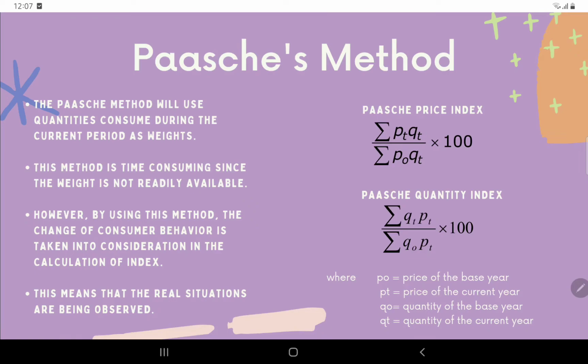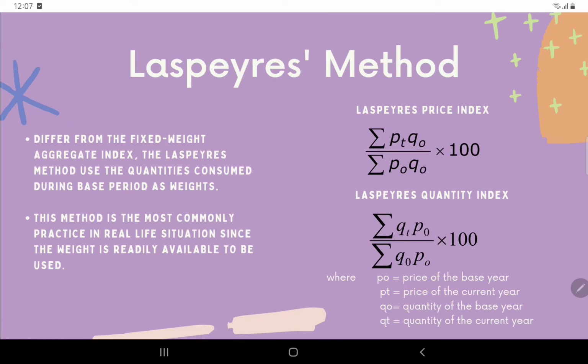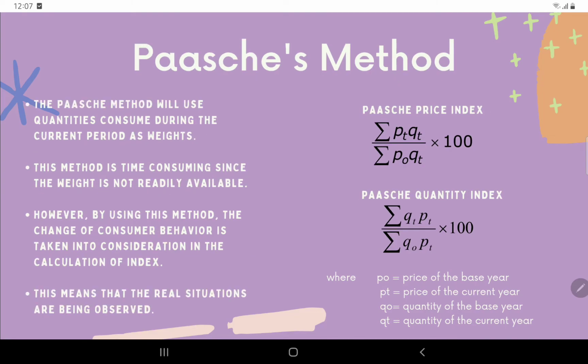Okay, what are the differences between these two methods? In Laspeyres method, it is different from the fixed weight aggregate index. In this method, we use the quantity consumed during the base period as our weight. This method is most commonly practiced in real life situations since the weight is readily available to be used. In Paasche method, we will use the quantity consumed during the current period as our weight. This method is time consuming since the weight is not readily available.